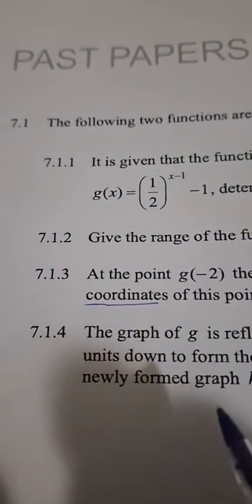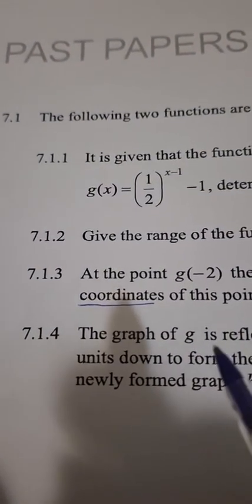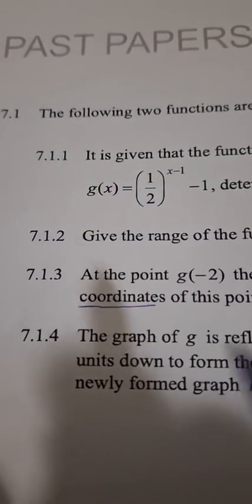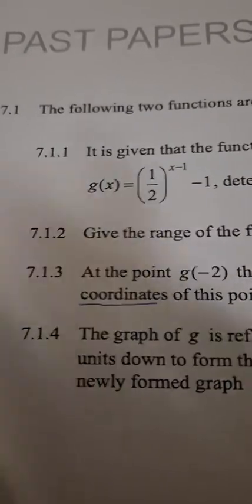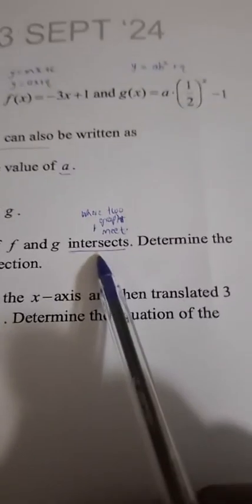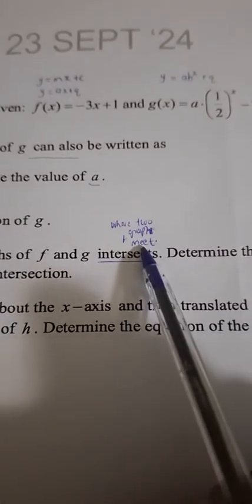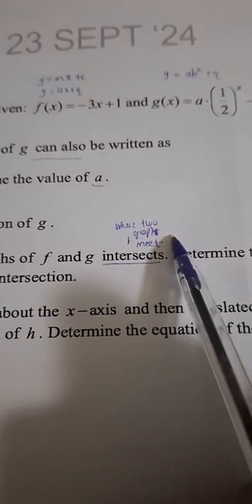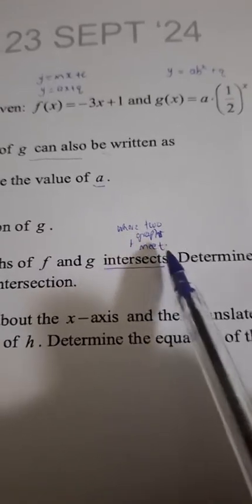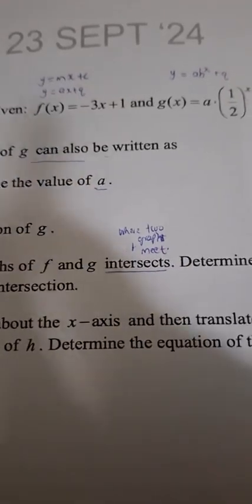Now they are saying determine the coordinates. Okay, yes, thank you, Not That Guy X. The point at which they touch and they are equal at that point, that's where they intersect. I like what Not That Guy is saying in the comment section: where two graphs meet, the point at which they touch, where they are equal. We say that's where the two functions are exactly equal.